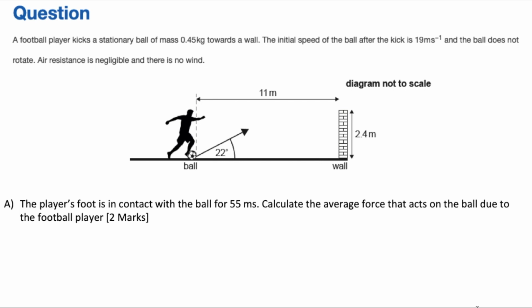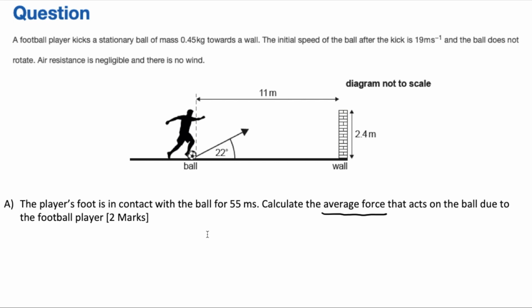Let's take a look at this question. A football player kicks a stationary ball of mass 0.45 kg towards a wall. The initial speed of the ball after the kick is 19 meters per second and the ball does not rotate. Air resistance is negligible and there is no wind. So part A. The player's foot is in contact with the ball for 55 milliseconds. Calculate the average force that acts on the ball due to the football player.